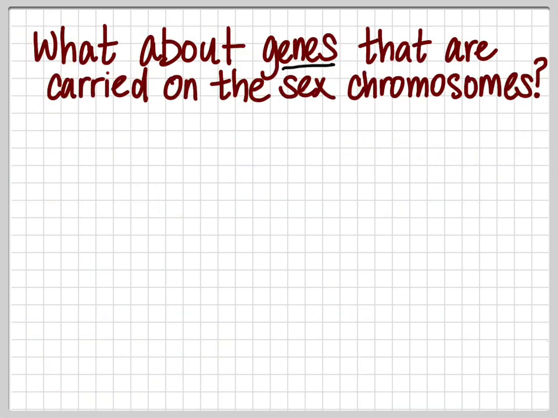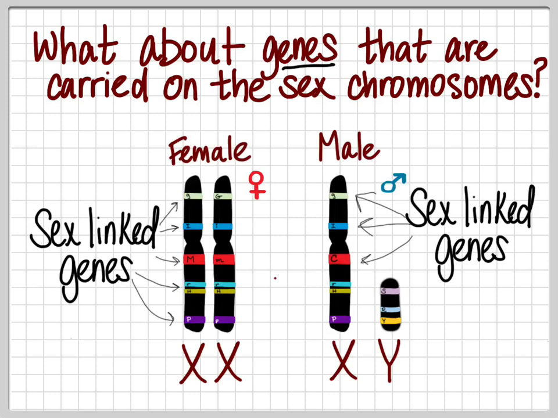But what about genes that are carried on sex chromosomes? Sex chromosomes do in fact have genes on them. Mostly the X, because the X is significantly larger. The Y is pretty small, so there aren't a whole lot of genes on it. But we can talk about sex-linked genes or X-linked genes as those genes that are carried on the X chromosome.